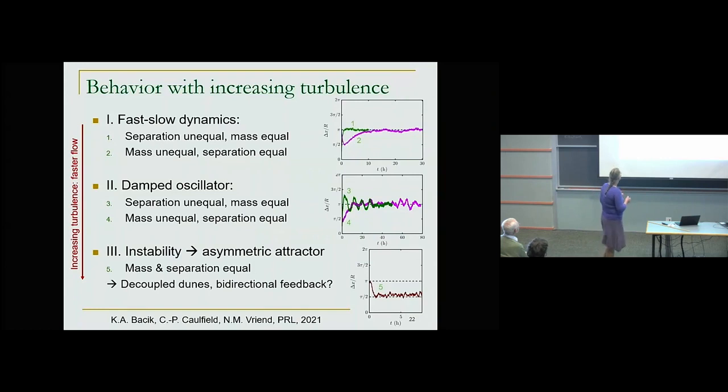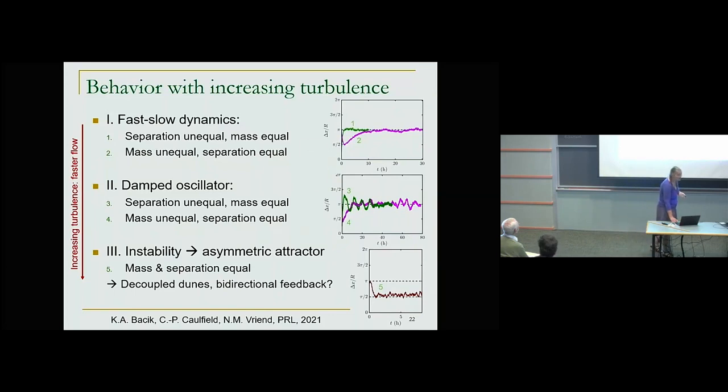Initially you have fast and then slow dynamics, so the dunes were coming together as we saw and then slowly drifting apart. If we increase the turbulence level, you have a damped oscillator and the dunes kind of start to dance and come together and go apart again, and come together and go apart. And if you really increase the turbulence level, you get an asymmetric attractor, and you get to a state where one dune impacts the other, but the influence is not mutual. So you get an asymmetrical outcome, and these are experimental measurements based on a mathematical system.